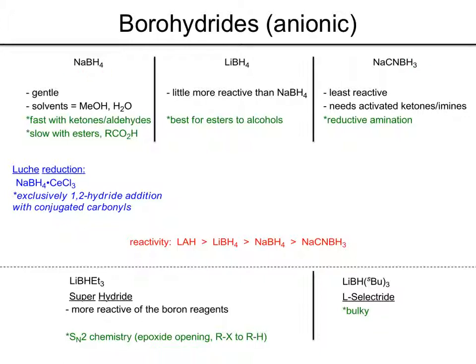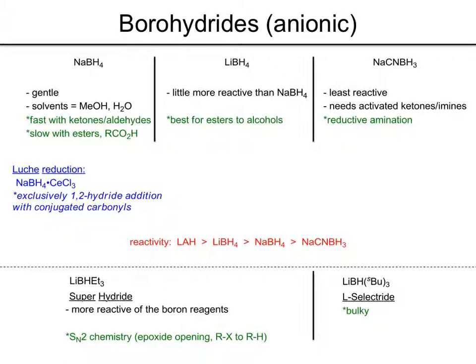Let's start with sodium borohydride. This is a gentle reagent and it can be used in protic solvents such as methanol and water. It reacts quickly with ketones and aldehydes, and so you can use it to selectively reduce ketones and aldehydes over esters and carboxylic acids.